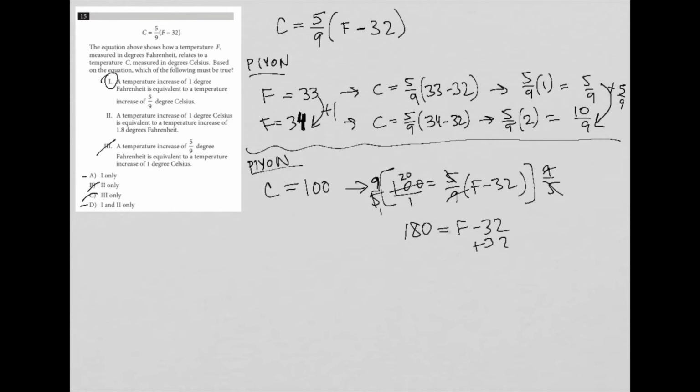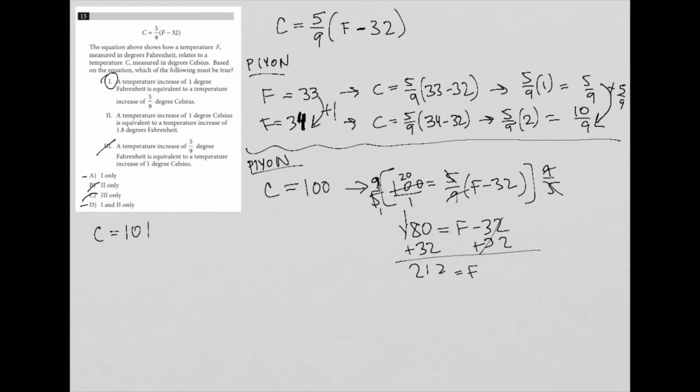I can add 32 to both sides. And, sorry, I'm left with f equals 212. Okay, so that's the original. So now if I increase that by 1, let's see what happens when C equals 101.